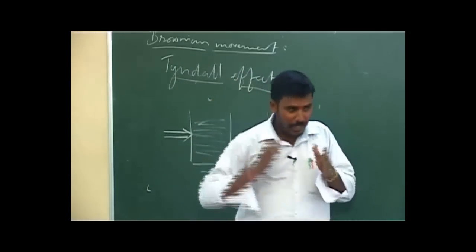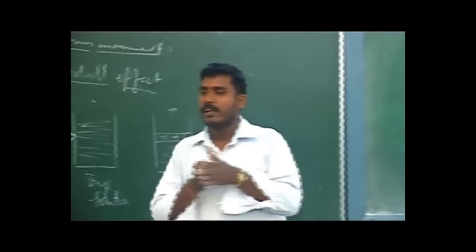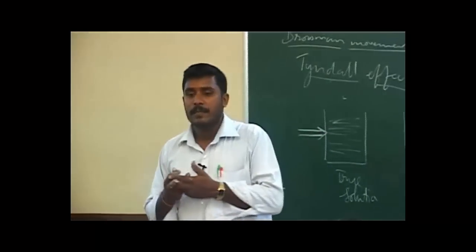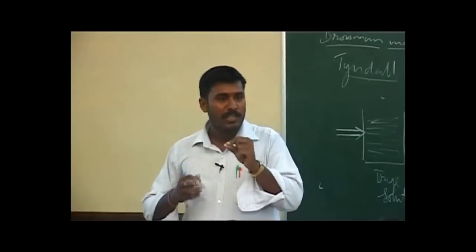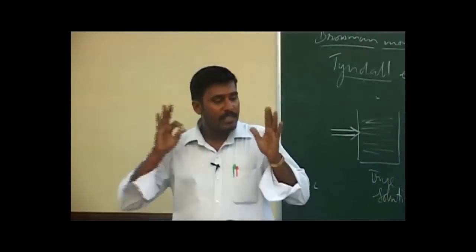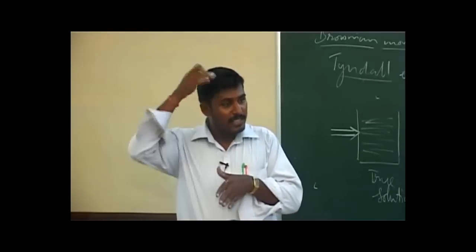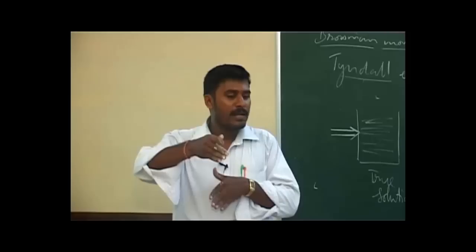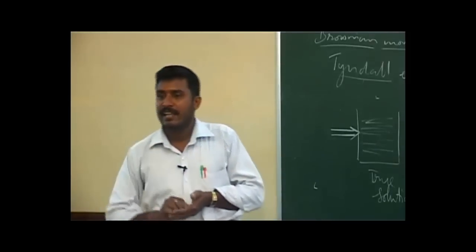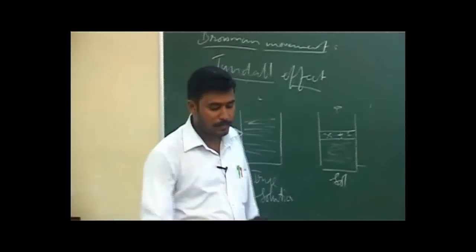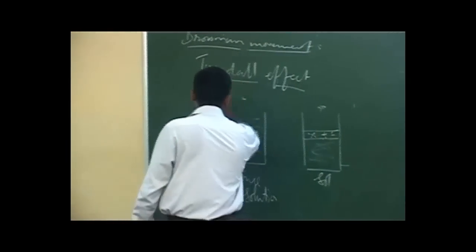Clear? The very same light we are passing through a true solution, we can't see the path of light with the naked eye because the particle size is very, very small, so there is no scattering. But the very same light we pass through a sol, a colloid, we can see the path of light. Why? Because of scattering of light. Read these 2 points, a 3-mark question: Brownian movement and Tyndall effect.